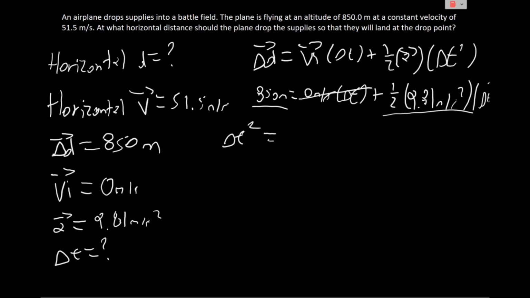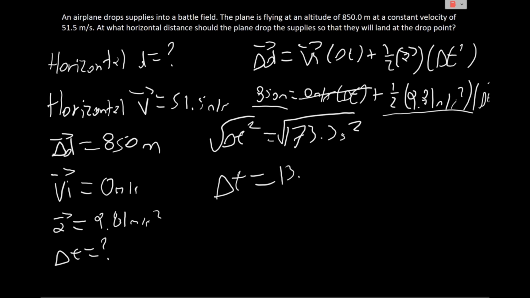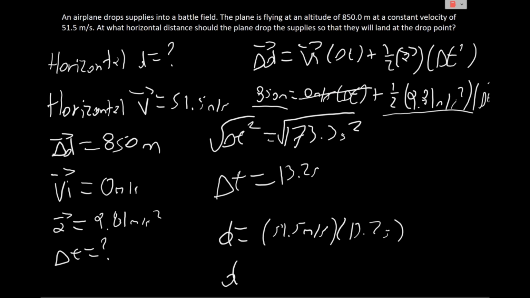About 173.3 seconds squared. Then we can just find the square root of each of these to find the time, which comes out to 13.2 seconds. And now we can just find distance by multiplying our horizontal velocity, 51.5 meters per second, by our time, 13.2 seconds, rounding to 3 significant digits, 678 meters.